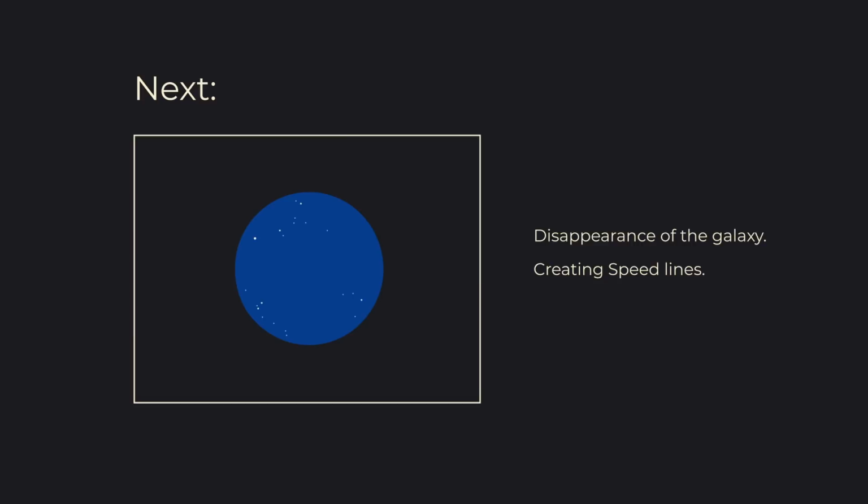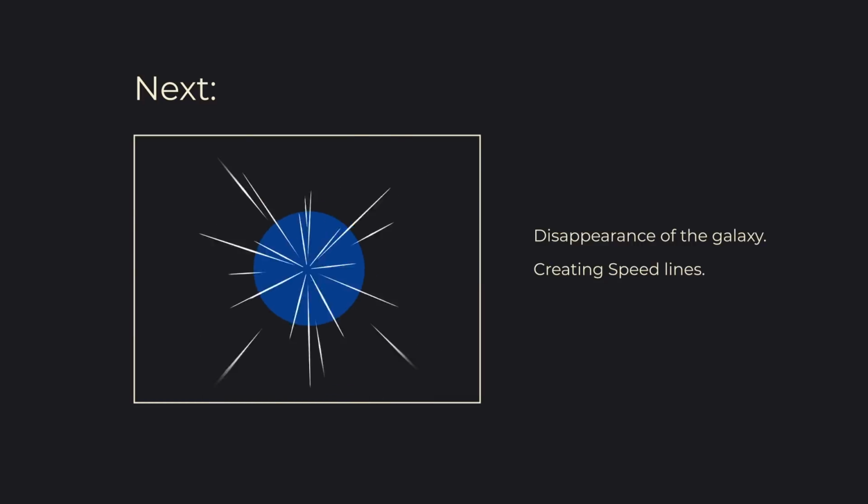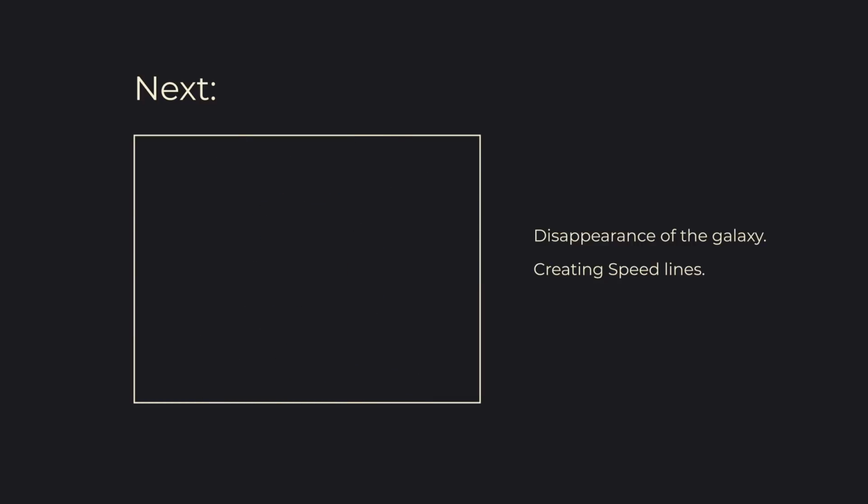And that's about it. In the next lesson, we'll cover how the speed lines are created at the moment of disappearance of the logo. You can download this project at the link in the description.